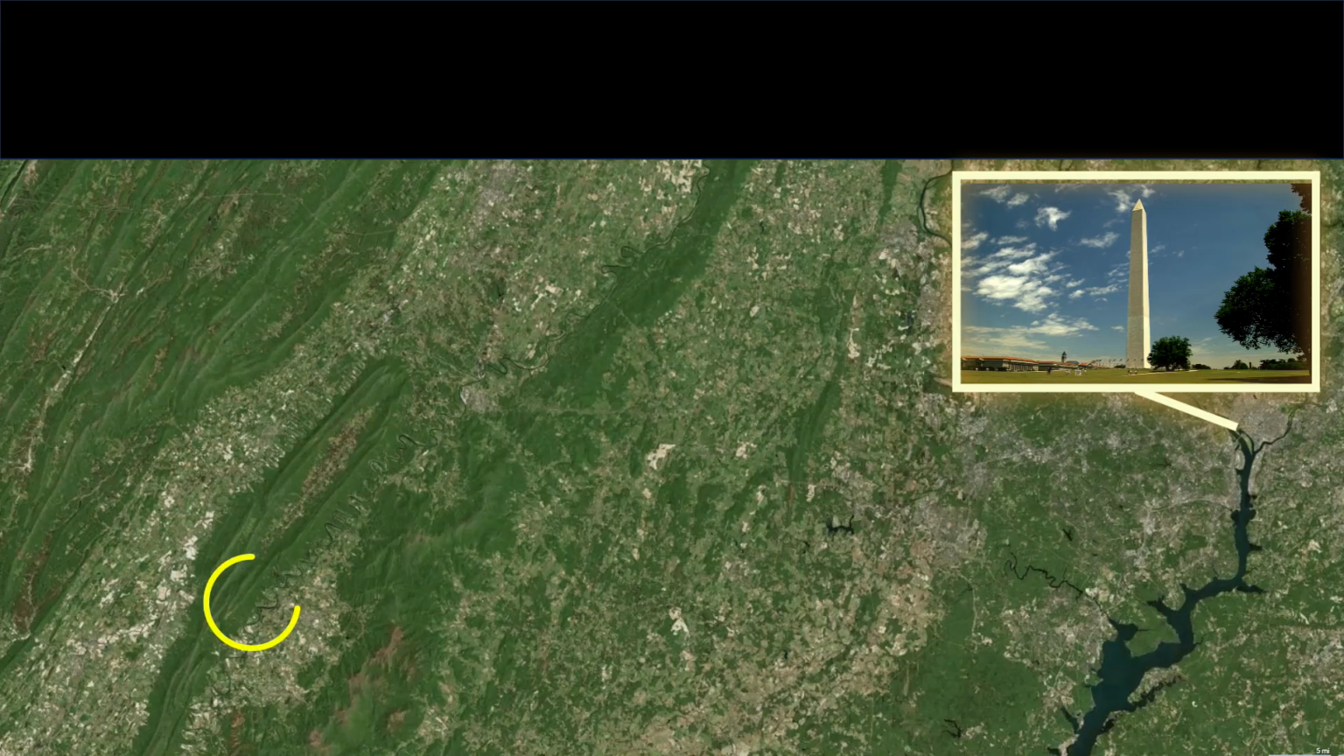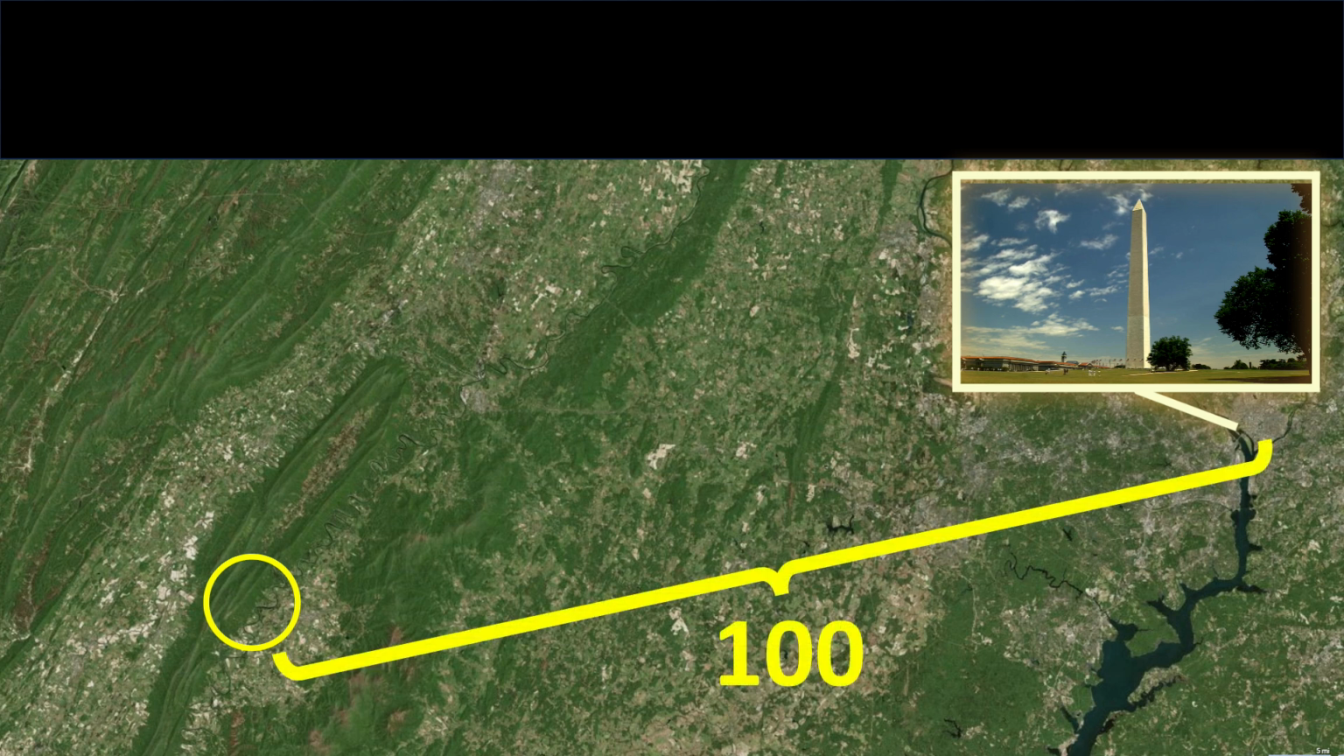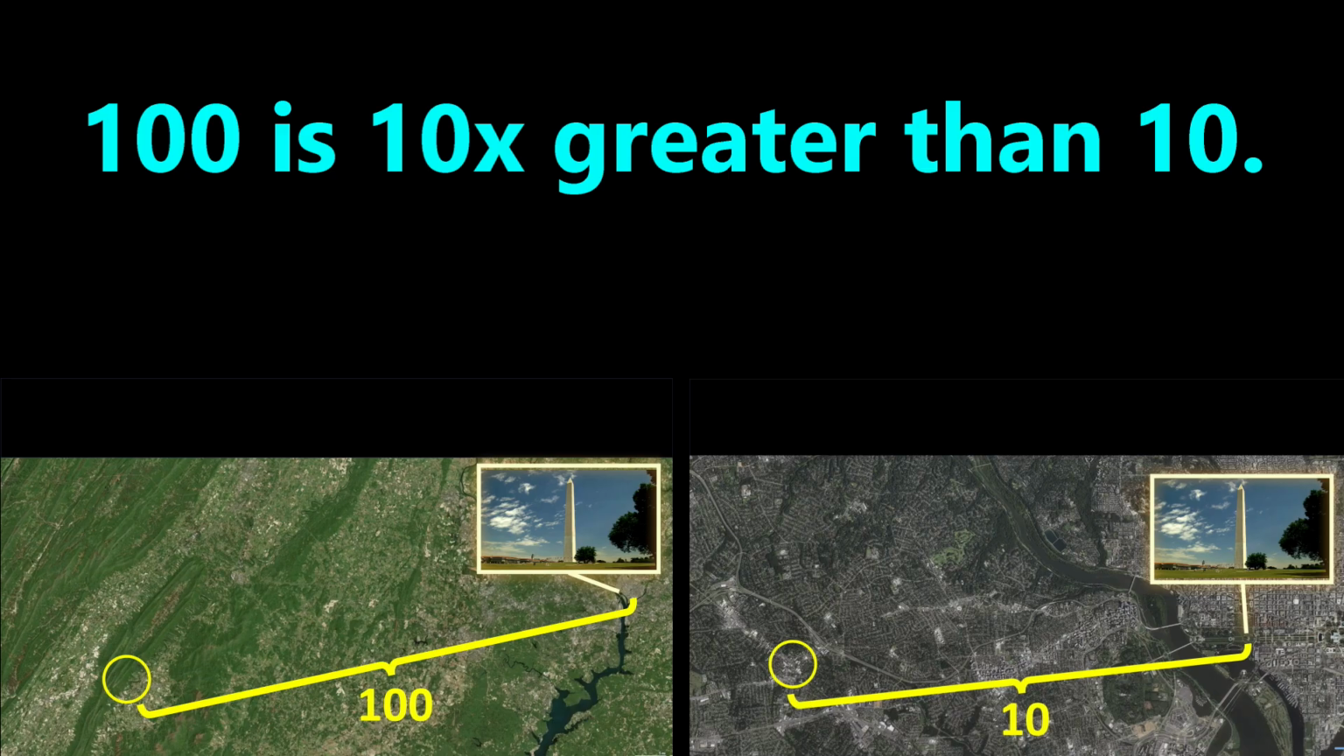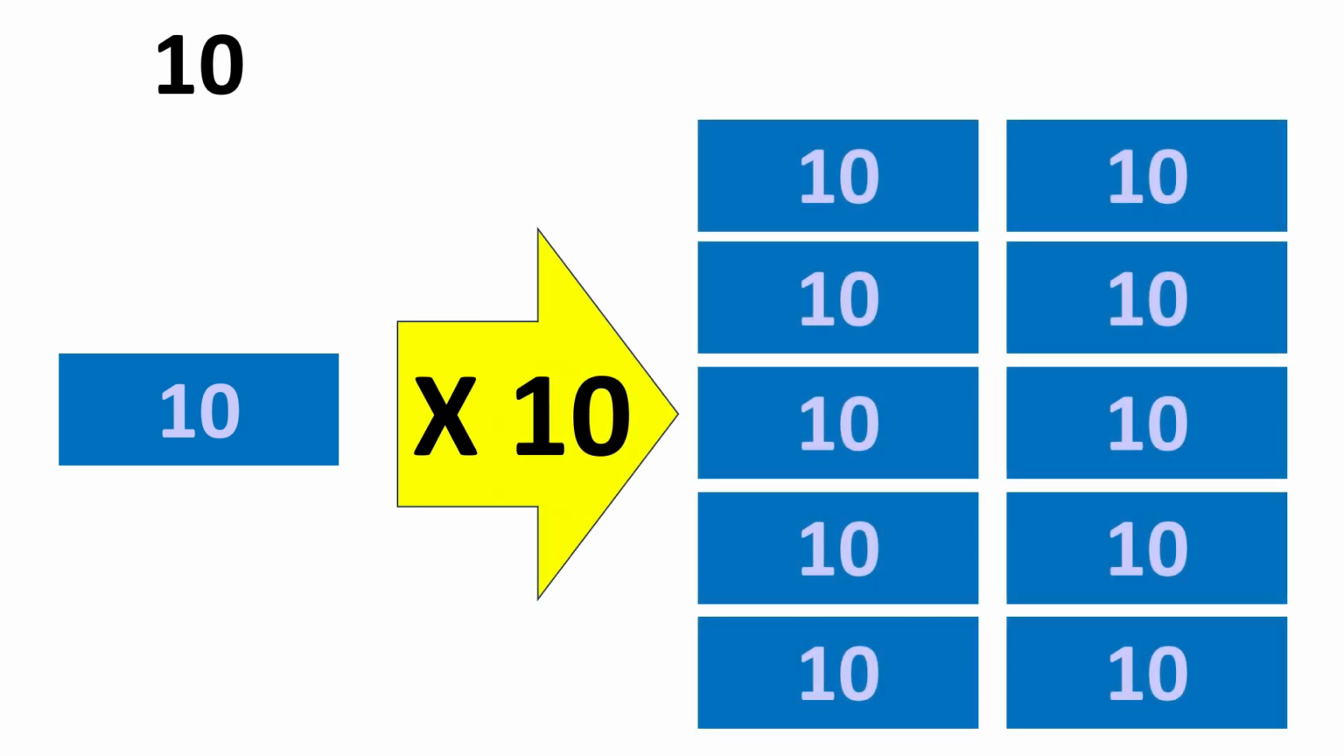This is a small town called Luray Caverns. It's also in Virginia. The distance from the Washington Monument to Luray Caverns is about 100 miles. Please note that the number 100 is 10 times greater than the number 10. For example, if we start with 10 and multiply it by 10, then we get a total of 100. 100 is 10 times more than 10.